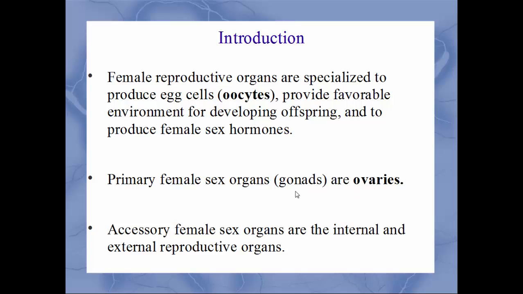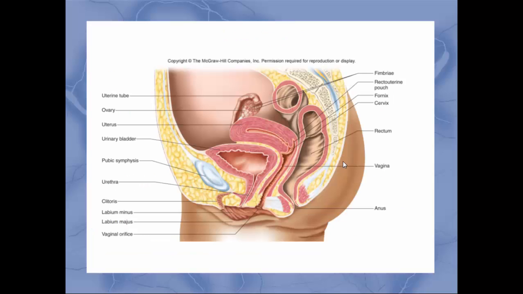So yeah, I have the ovaries, which are the key player here. Everything else is an accessory. It's like for males, the gonads are the testes. Everything else is considered accessories. It's like with the male, we had the profile view. Here's the same thing for the female.